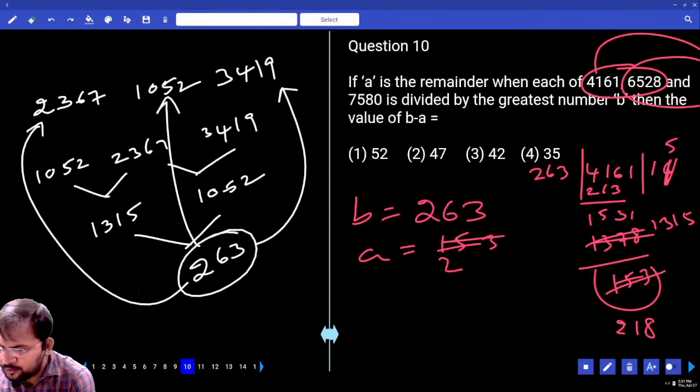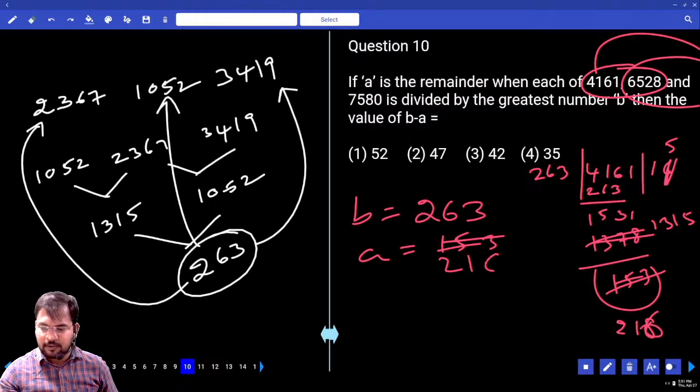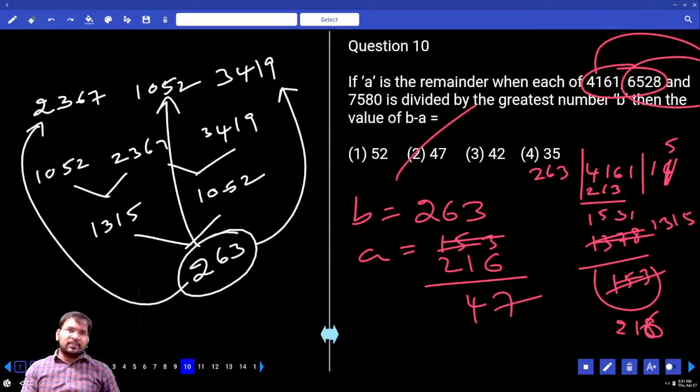18 only, na? 16. 1500, 1300. Difference is 200. 16 kada? 216. So difference is what? 47. 47 is the right answer.